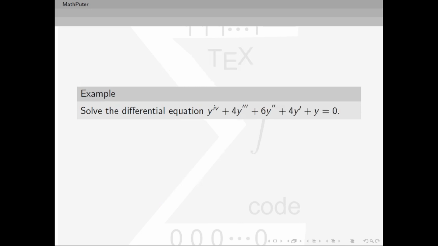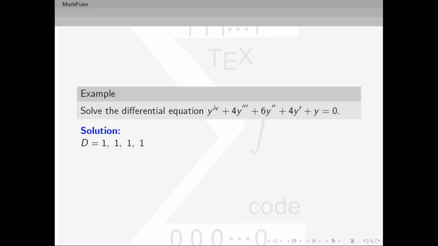The next example: fourth derivative of y plus 4 times third derivative of y plus 6 times second derivative of y plus 4 times first derivative of y plus y equal to 0. What will be the auxiliary equation? D raised to 4 plus 4D cube plus 6D square plus 4D plus 1 equal to 0, which has the roots 1, 1, 1 and 1.